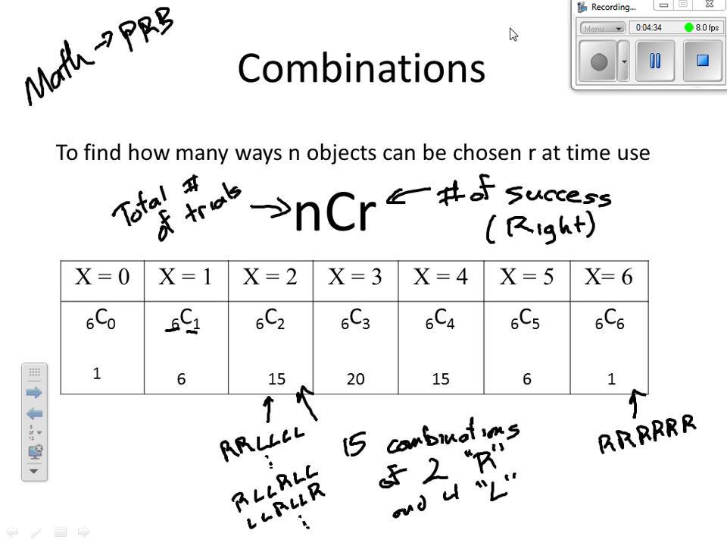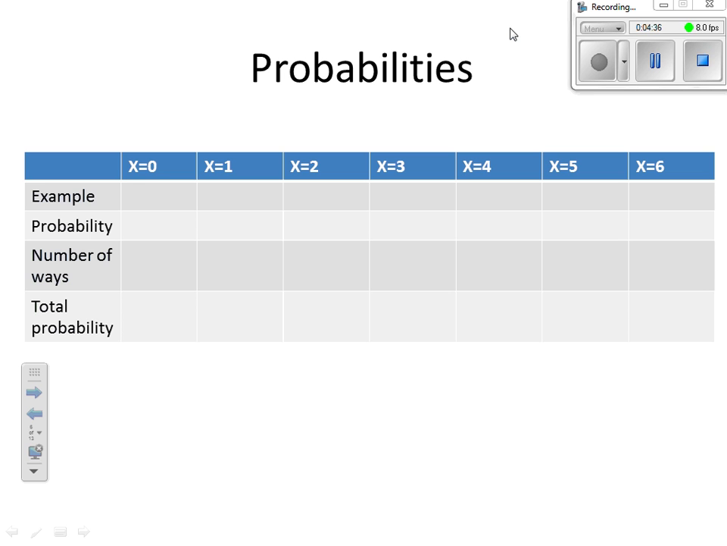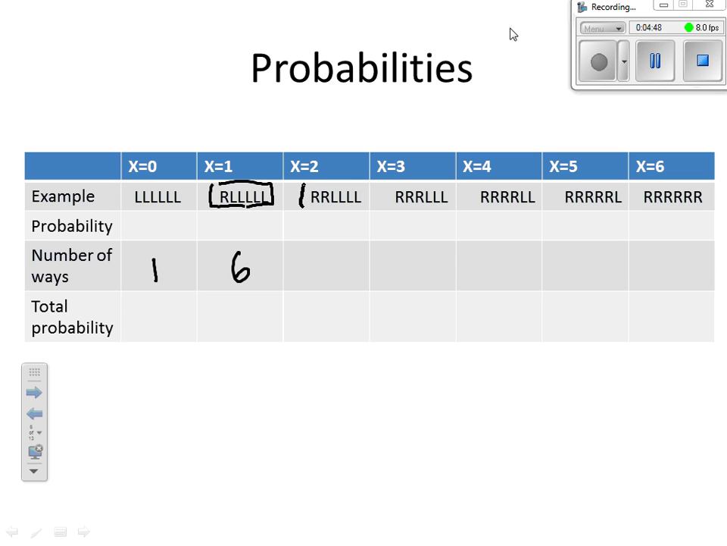So what we're going to do with that then is, if we take a look, here's one particular example of each. There was only 1 way to do that. And we just saw there's 6 ways to rearrange those letters. That's one of the particular combinations of 2 R's and 4 L's, but there are 15 different ones we could come up with. There are 20 ways we could combine 3 R's and 3 L's, and then 15, 6, and 1.